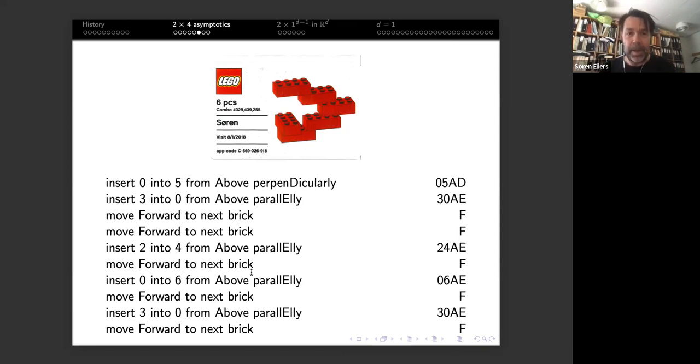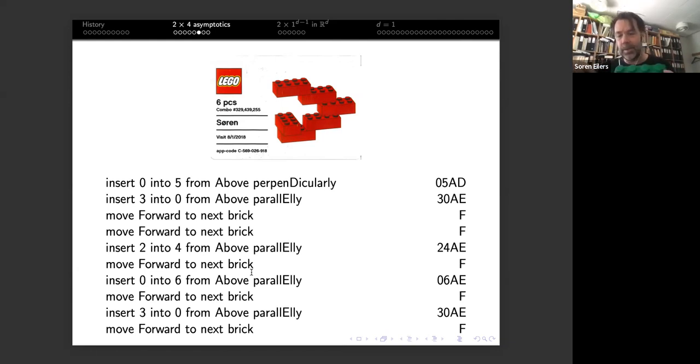Lego buildings. And the way it was done is, so you should look at the right. You have these hexadecimal numbers. So I mean numbers between 0 and F, which means 15. But they're codes for making a building. So I'm trying to make the building that's on my card from Lego. So the way it works is that you have 5 choices. So you have the base brick like before. And then what it says is insert 0 into 5 from above perpendicularly. So I made some sort of enumeration of these studs. Doesn't matter. I think this is 0, 1, 2, 3, 4, 5, 6, 7.